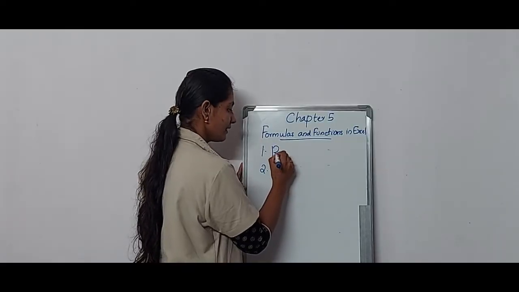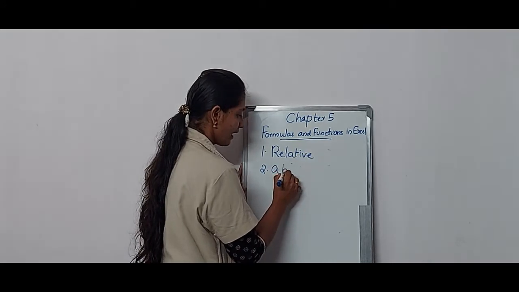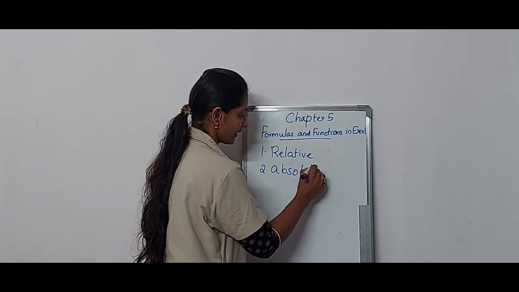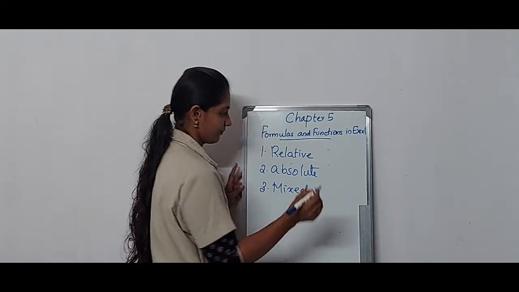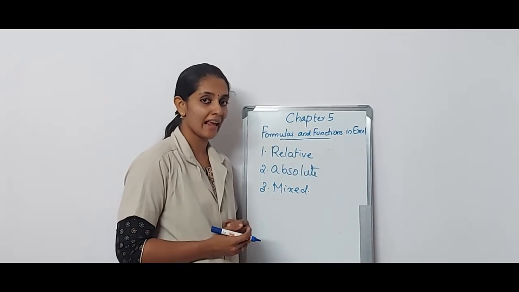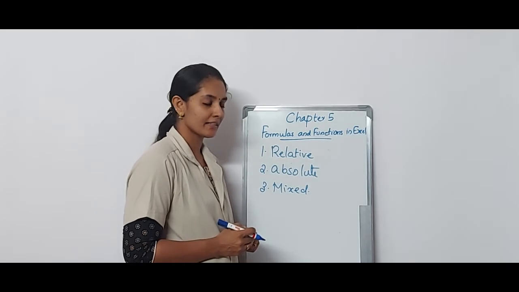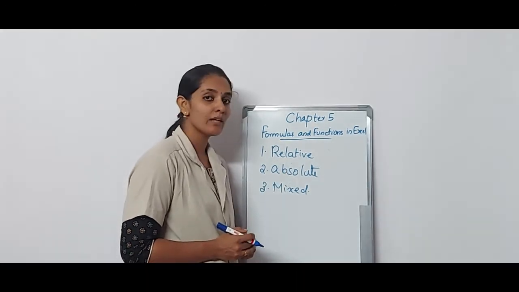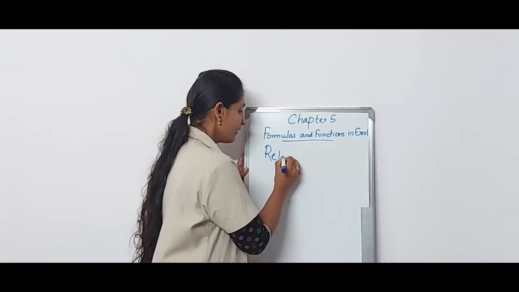The first one is relative. The second one is absolute referencing. The third one is mixed referencing. These are the three types of cell referencing in Excel. The first one is relative cell referencing. The second one is absolute referencing. The third one is mixed referencing.